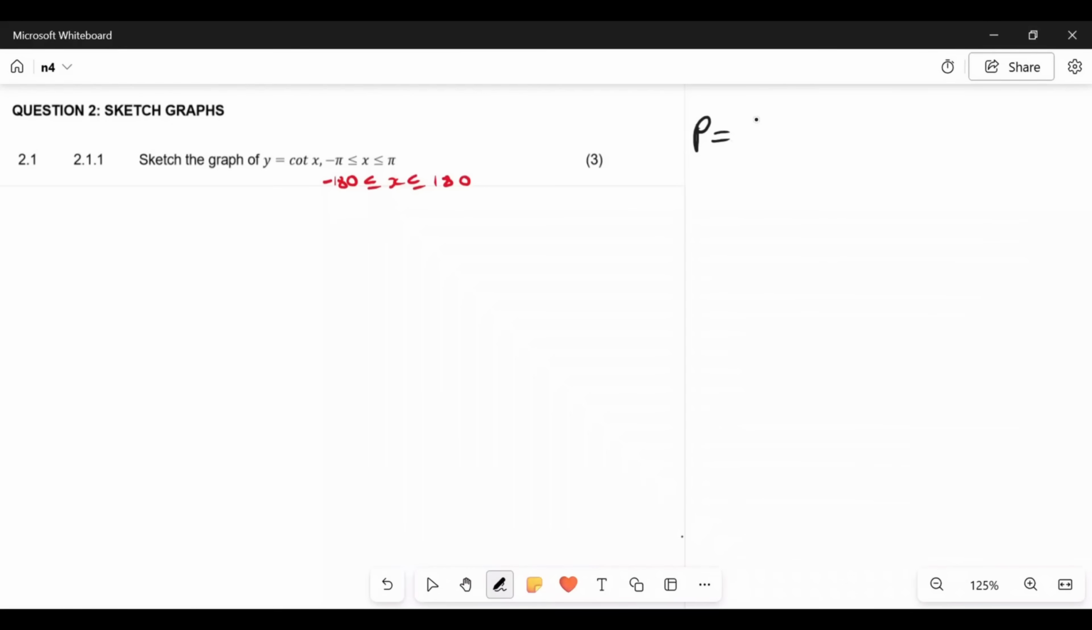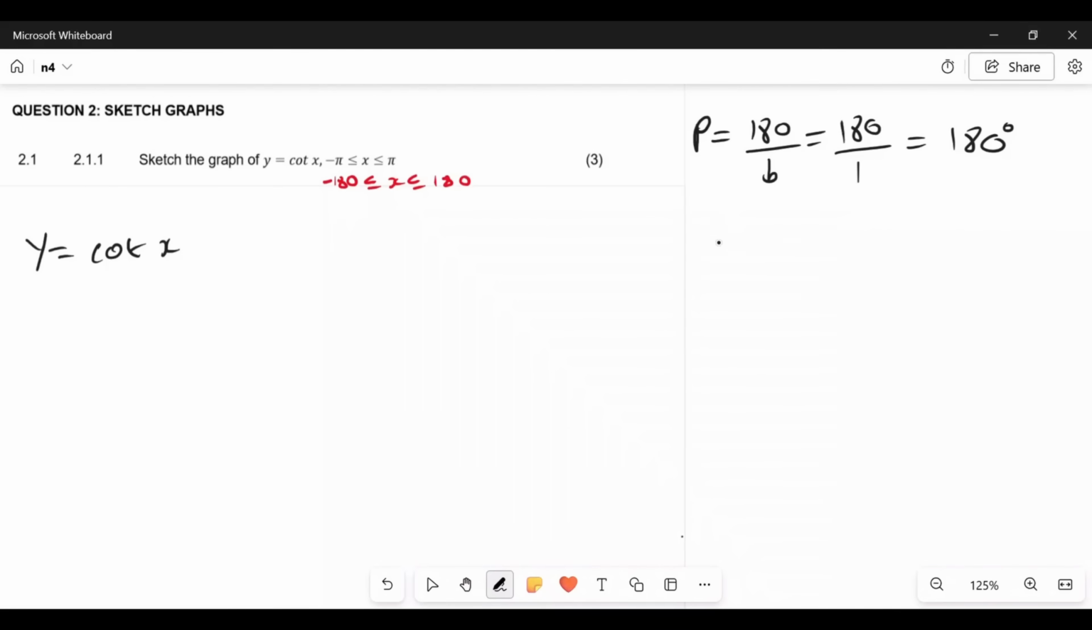It goes like this. Period is equal to 180 divided by b. Now, if you're wondering what b is, b is the coefficient of x. As you can see here, we have y equals cot x, right? So the coefficient of x is actually 1 there. So in this case, b is actually 1. So when we calculate the period, it's going to be 180 divided by 1. So 1 full cycle is going to happen within 180 degrees.